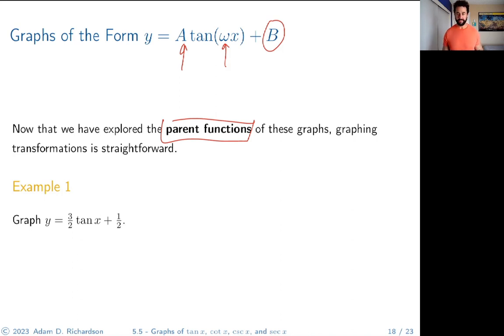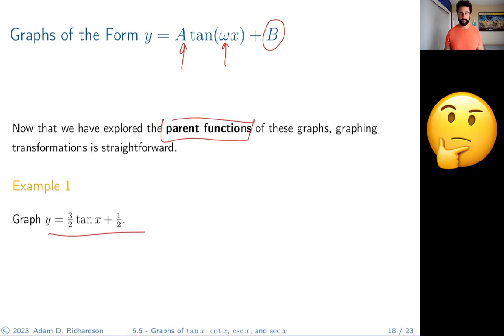So let's see if you can try to work this one out on your own. Let's try example one. Graph 3 halves tangent x plus 1 half. I want you to take a moment to just think about what you think the graph would look like.